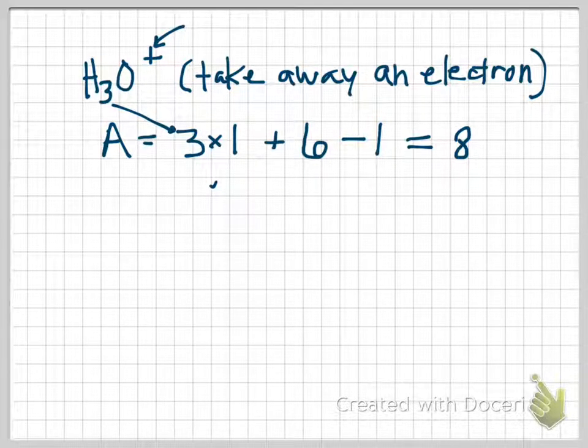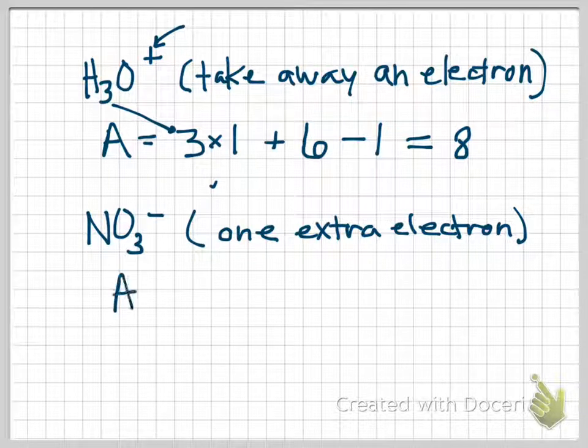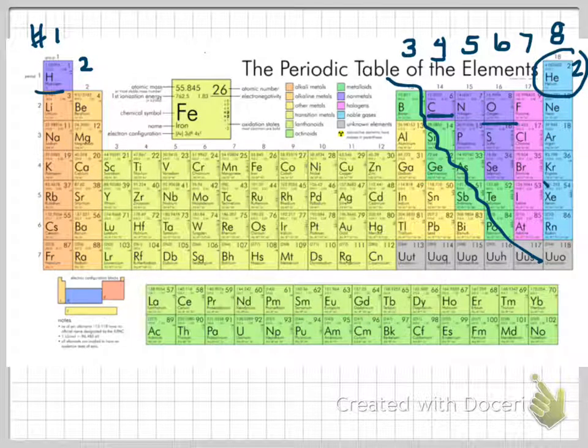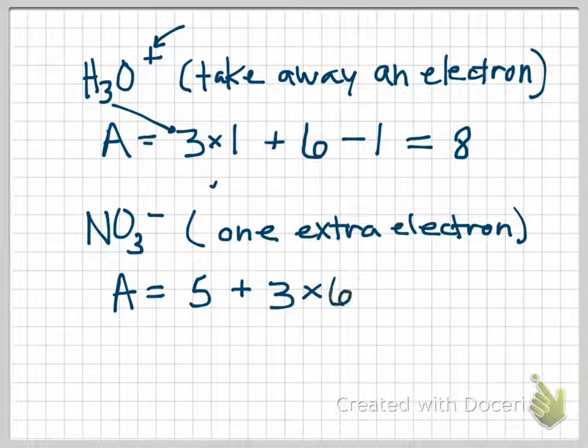If I have a negatively charged ion, for example, in nitrate, I have 1 extra electron, and so my available is now nitrogen. We can look at the periodic table. We haven't done that one yet. Nitrogen here is in the 5 column, so 5 plus, and then oxygen is still 6, 3 times 6, and now plus 1 electron available, and that gives me 5 plus 18 plus 1, which is 24.